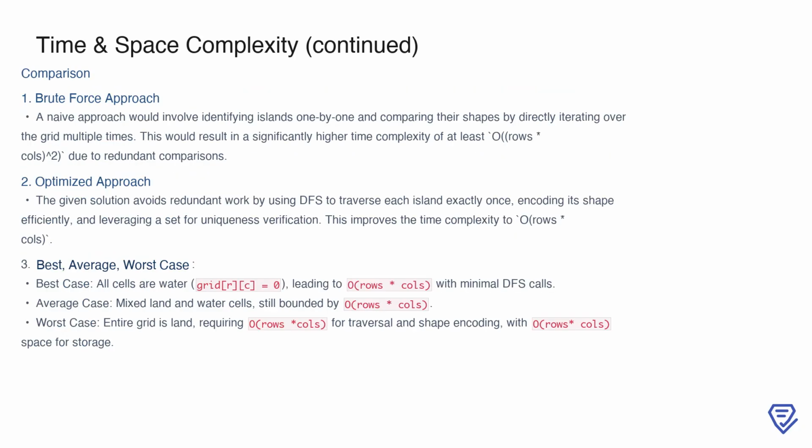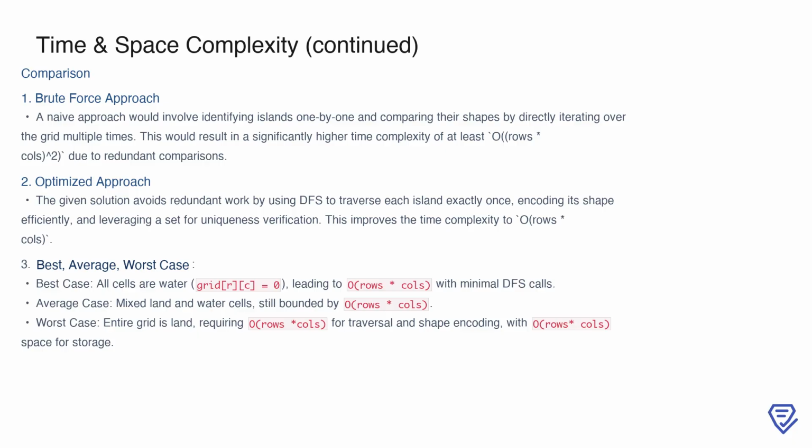Now, let's compare this optimized approach with a potential brute force solution. A naive method might involve identifying and comparing islands by iterating over the grid multiple times. This would lead to a much higher time complexity of at least O((rows * cols)^2), due to redundant comparisons and repeated processing of the same cells. In contrast, the optimized solution avoids such inefficiencies. It traverses each island exactly once using DFS, efficiently encodes its shape, and uses a set to verify uniqueness. This brings the time complexity down to O(rows * cols).